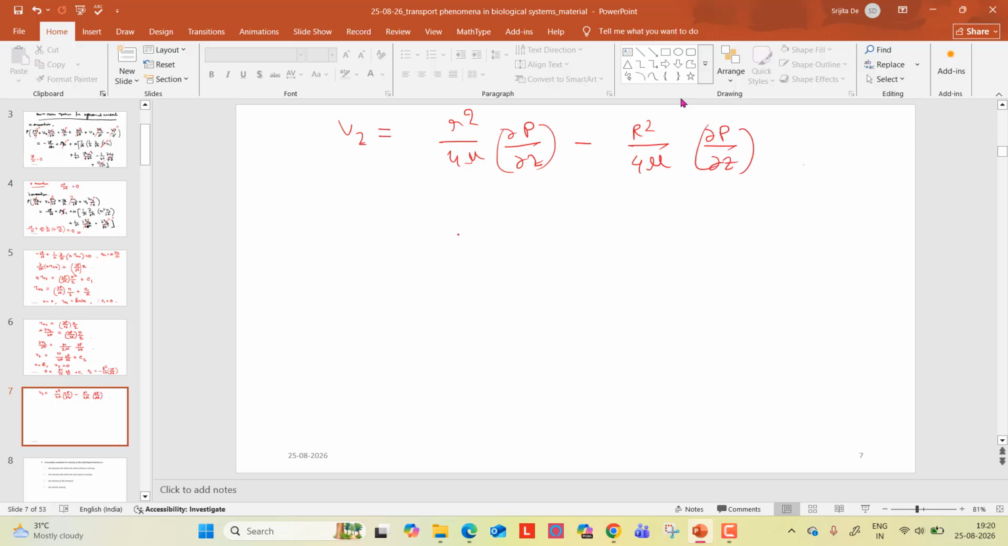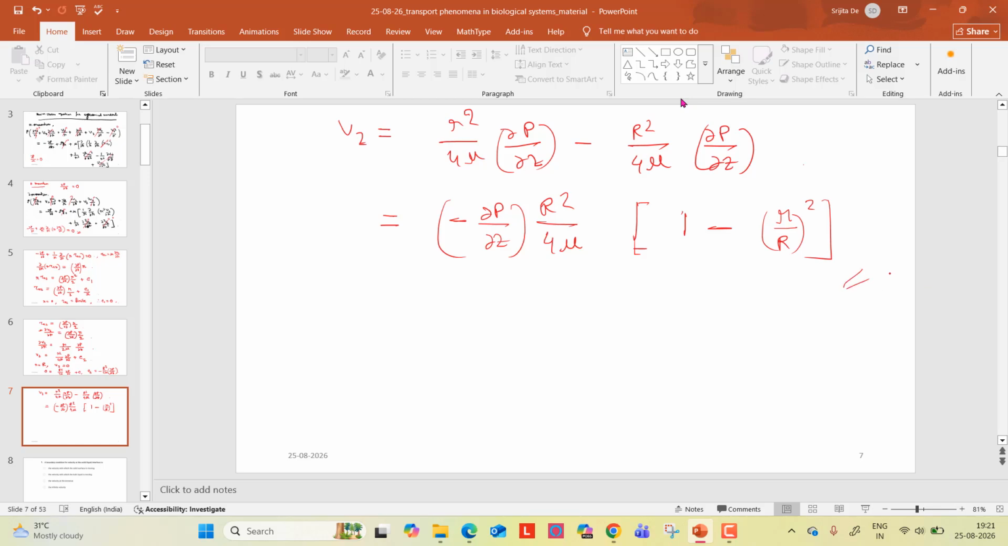Now we can take common. What can we take common? We can take common minus del P del Z, and we will take common R square by 4 mu. Okay, so what will it be? This term will come first, so it will be 1 minus small r by capital R whole square. Okay, so this will be your Vz.